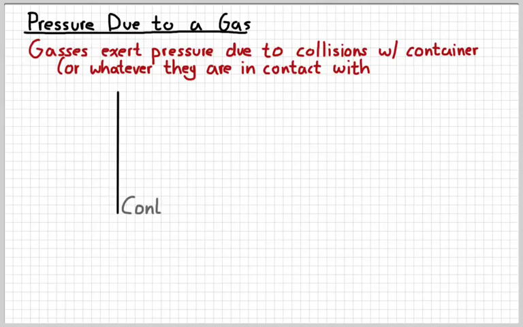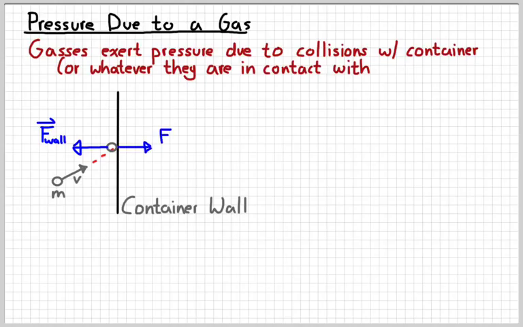So here's a real simple picture. Here's the wall of our container, or whatever we put in the gas. So you could consider this to be your skin, your eyeball, whatever. And then here is a gas particle. So mass m, some velocity v. It's going to run into the side. When it runs into the side, the wall is going to push it. Call that force due to the wall. Newton's law says there has to be a reaction force. So the particle pushes the wall, and then the particle is redirected.